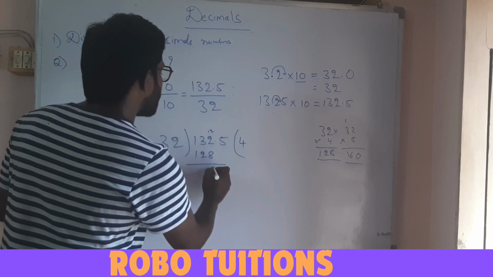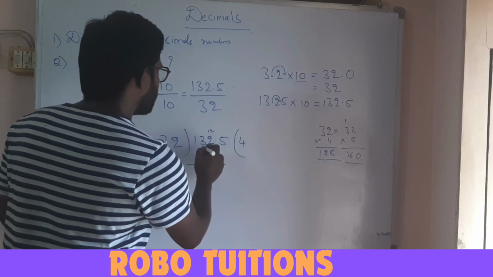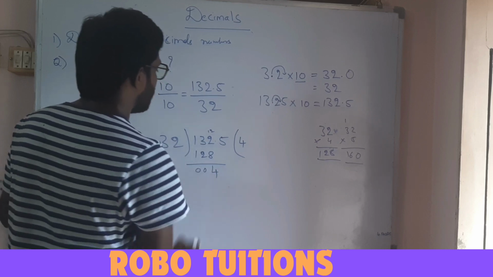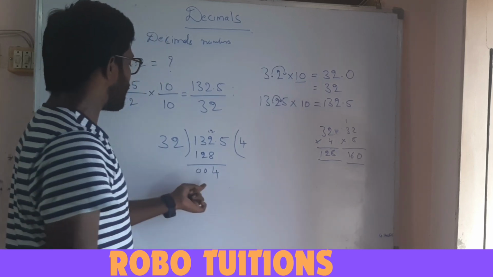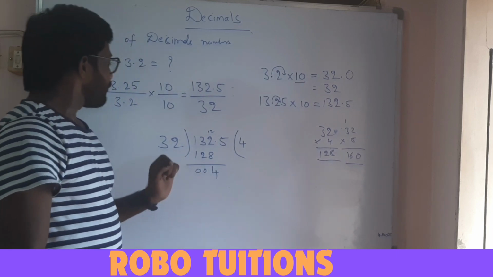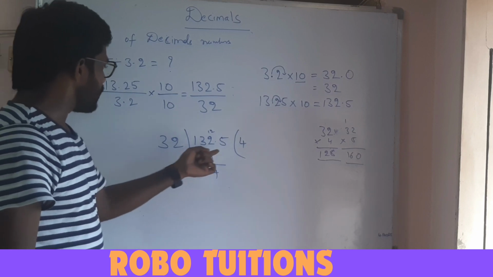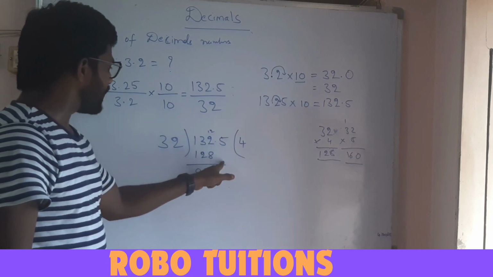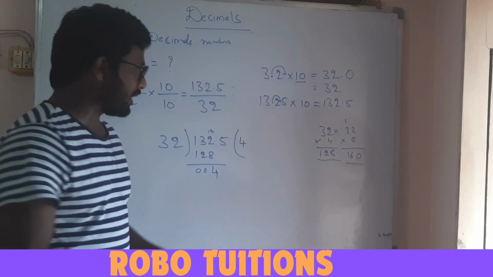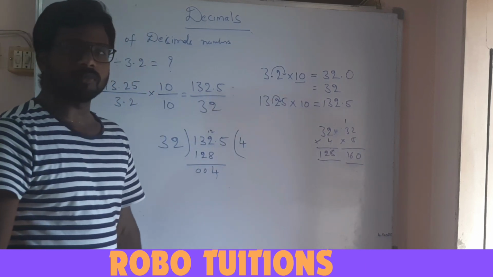So 12 minus 8 is 4, and here 2 minus 2 is 0, and 1 minus 0 is also zero. Okay, so the remainder here is 4. Now you want to take this and drop down the 5 after the 4.